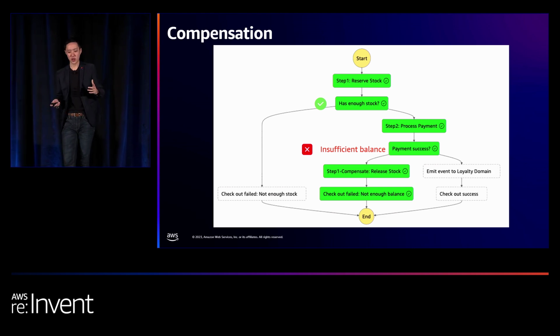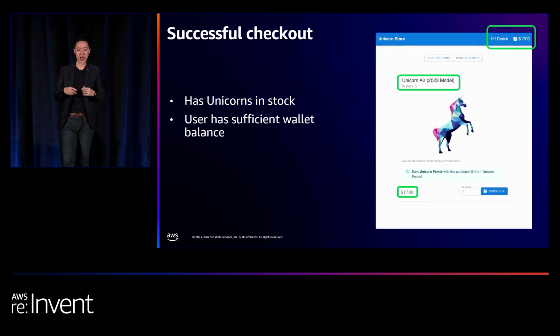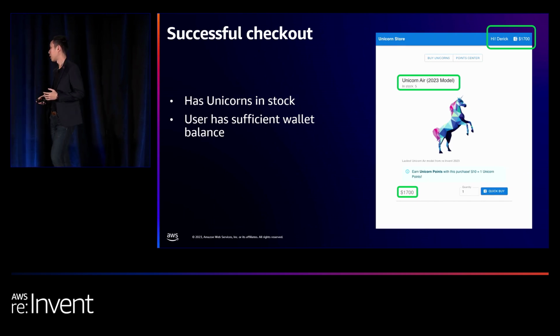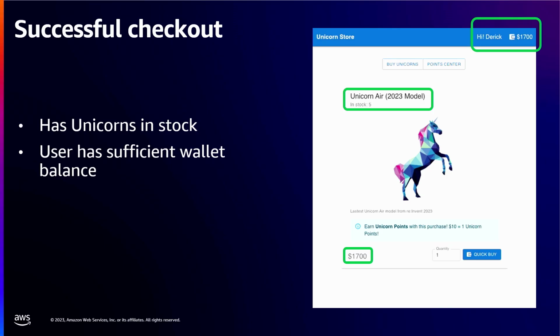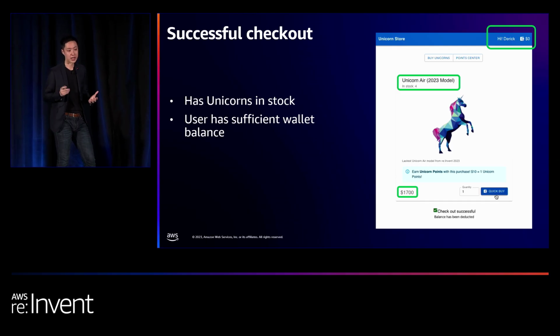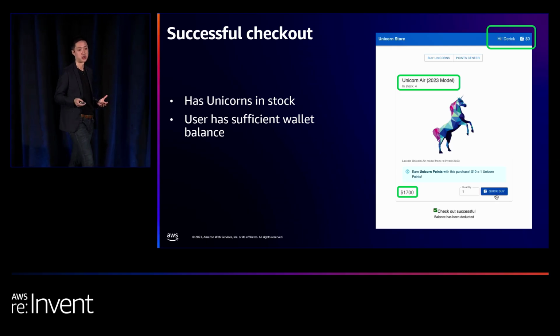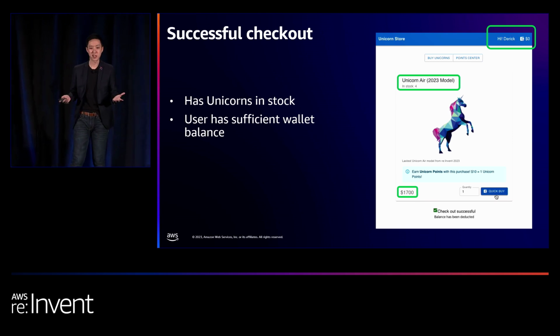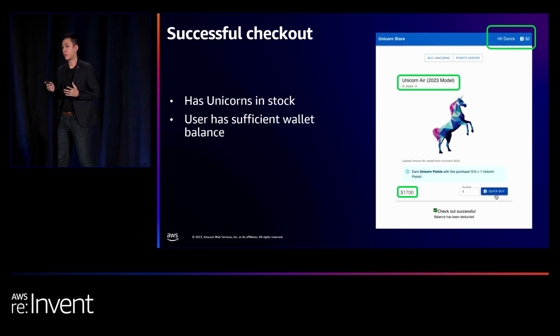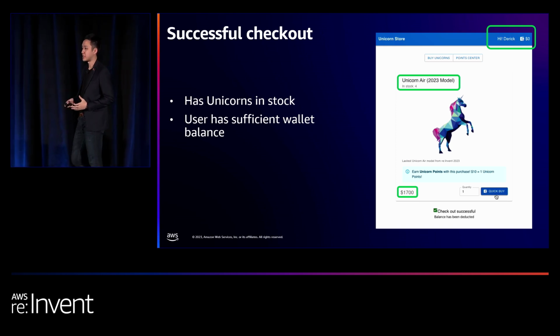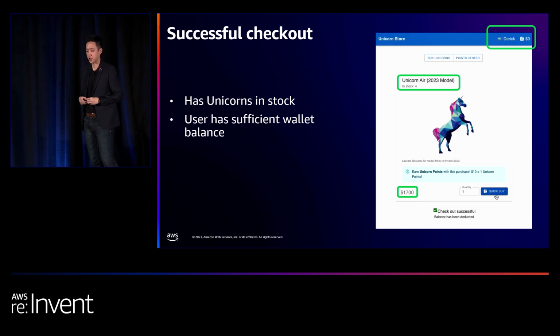Now, let's see the happy flow. If we have enough money in the wallet, and we also have enough inventory in the store, the checkout is a success. You see that the wallet balance has been deducted, and the stock has been reduced from 5 to 4. Nothing magic. You see this in everyday e-commerce platforms, but this is how we manage the complexity behind the scenes that makes a difference here.